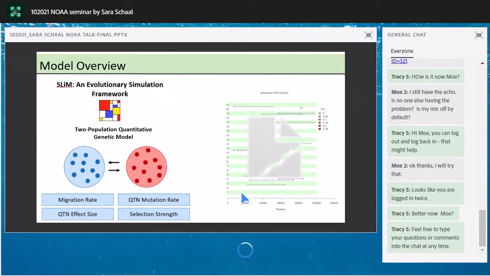And so to do this, as I said, I'm using SLiM, which is an evolutionary simulation framework, and I'm using a two-population quantitative genetic model where I vary migration rate, QTN mutation rate, QTN effect size, and selection strength. And what I mean by QTN is a quantitative trait nucleotide, so it's a single point mutation in the genome that has some effect on the trait that's evolving.